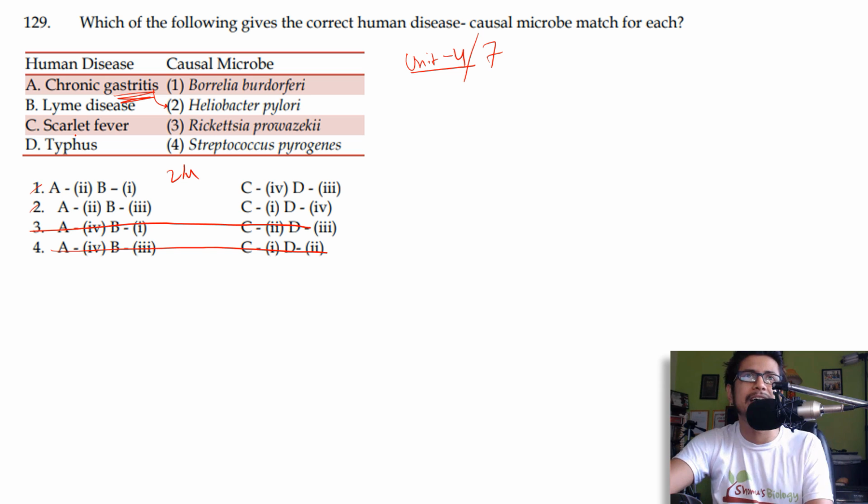Now let's read the other one. You need to know whether Lyme disease is caused by either Borrelia or Rickettsia. You need to know that. We know Lyme disease is caused by Borrelia burgdorferi. If Lyme disease is caused by Borrelia burgdorferi, that is B equals 1. That means obviously option 1 is correct. You don't need to even read the other columns.